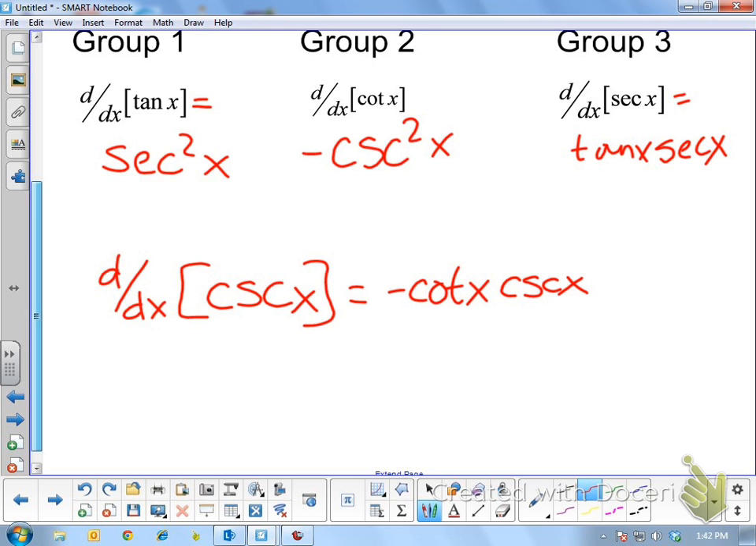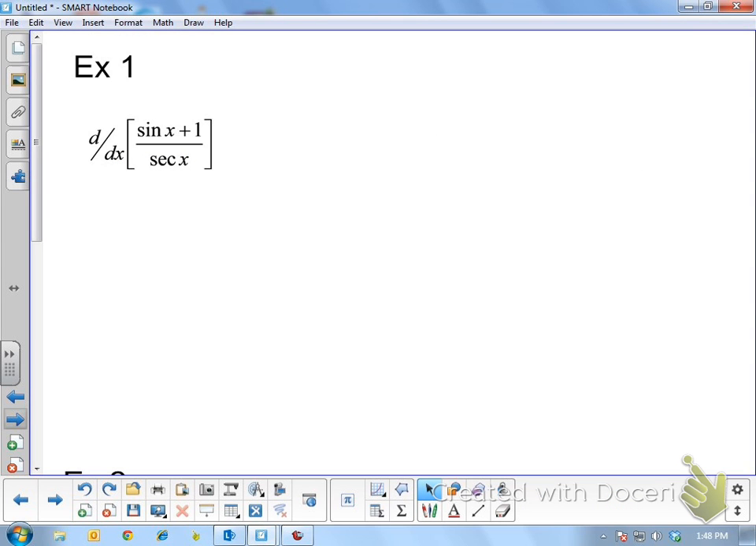Okay, so we are going to make the note cards really quick for these. Okay. So the derivative of sine x plus 1 over secant x. What rule must I use to solve this? Quotient. Keep that in mind. I know sometimes when you get in the midst of doing problems, you just want to take the derivative of the top over the derivative of the bottom. This is not true. It will not work. You must use quotient rule.